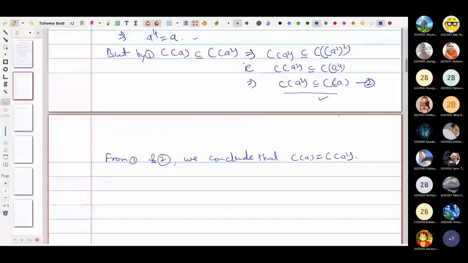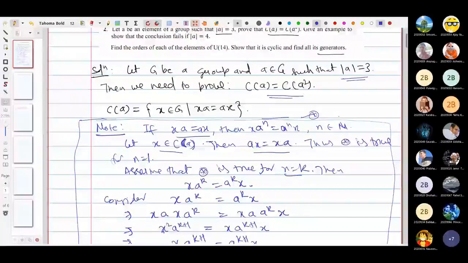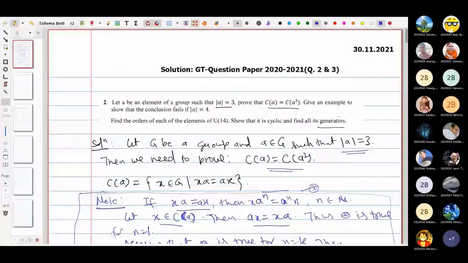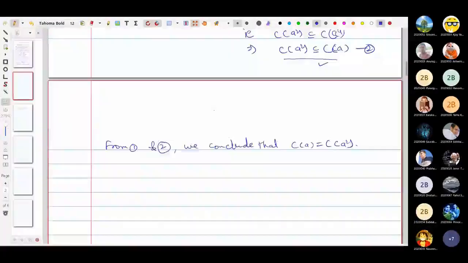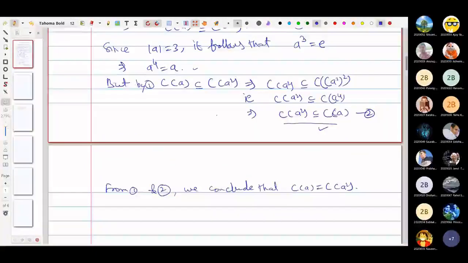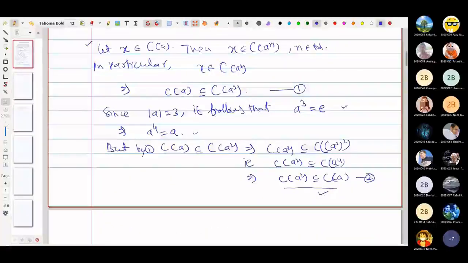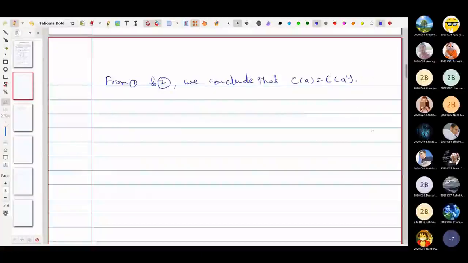Let us see what is there. They are asking to give an example to show that the conclusion fails if the order of A is 4. Last time we saw that so many students wrote a proof in a similar way, just like we are using here. But because they wanted an example, we need to give an example as a counter to this inclusion.